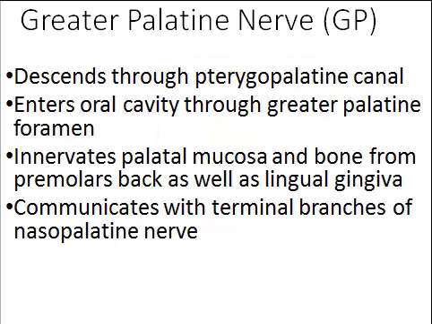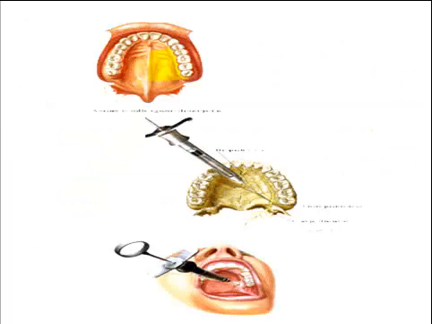So greater palatine nerve, in summary, it descends through that pterygopalatine canal. It enters the oral cavity through the greater palatine foramen. It innervates the palatal mucosa and bone from premolars back, as well as the lingual gingiva on one side. It's either the right side or the left side. It will only go to the middle of the palate. And it can communicate with the terminal branches of the nasopalatine nerve.